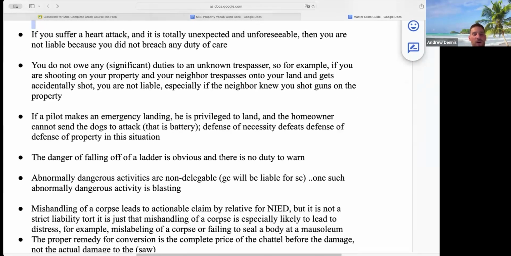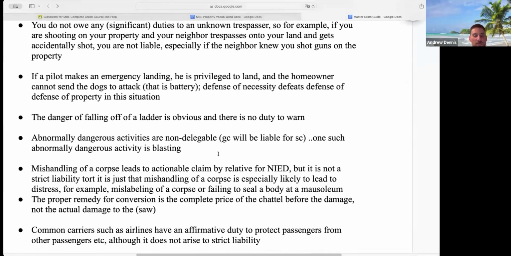The danger of falling off a ladder is obvious, and there's no duty to warn. Abnormally dangerous activities are non-delegable, so a general contractor will be liable for a subcontractor. One such abnormally dangerous activity is blasting.